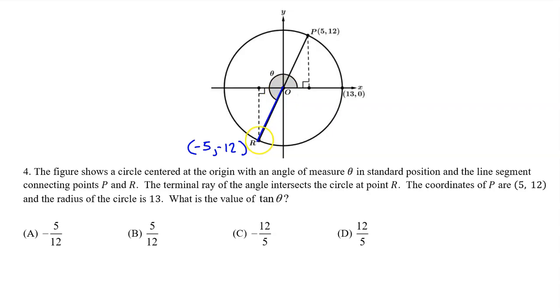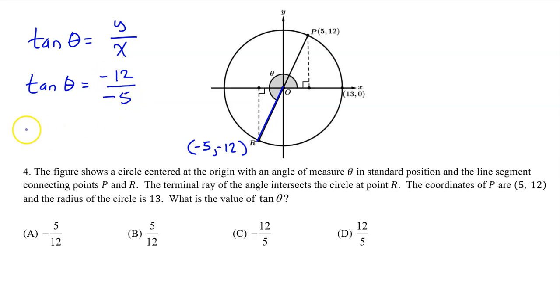Since this is the point on the terminal ray of angle theta, we can use these values of x and y in the definition of tangent. Tangent theta is defined as y over x. So in this case, tangent theta will equal -12 divided by -5. A negative divided by a negative is a positive, so tangent theta will equal 12 over 5. So the answer is D.